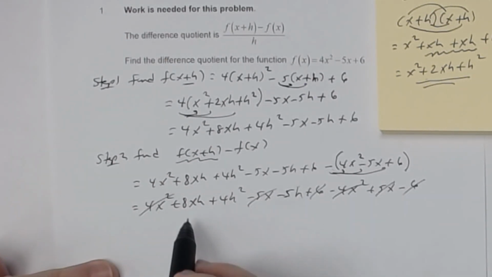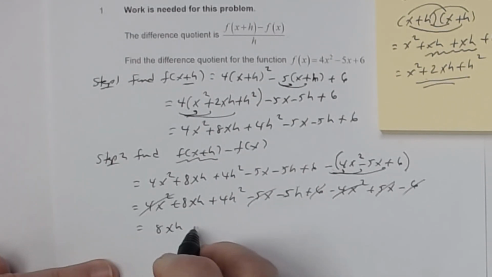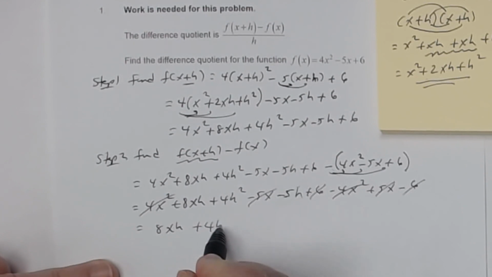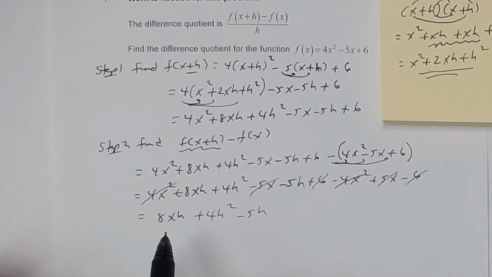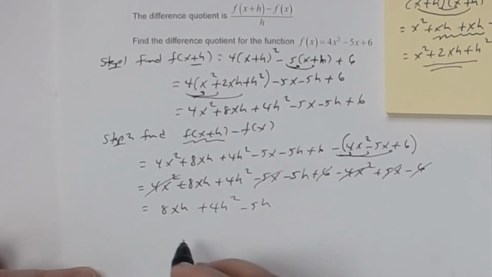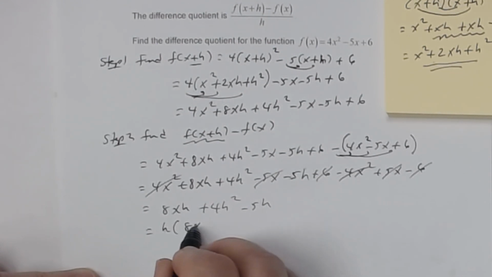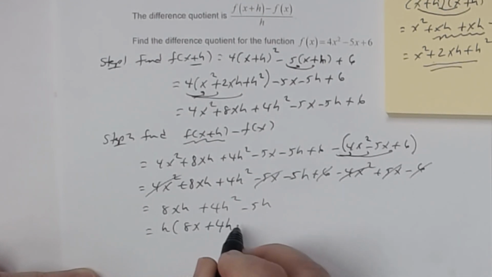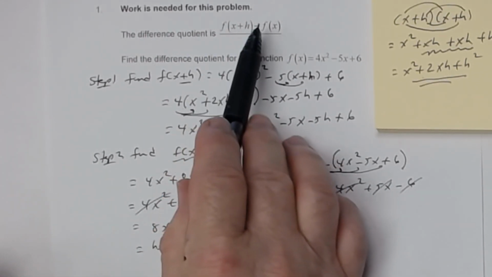All right, so what's left should have factors of h. So this becomes 8xh plus 4h squared and minus 5h. Now at this point, you have to remember your factoring skills. I noticed that these three terms have a factor of h in common, so I'm going to take that out. So I get h times 8x plus 4h minus 5. All right, so that's step 2. That's actually your numerator, right?